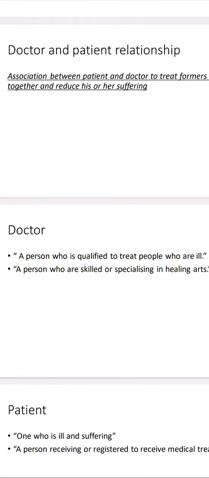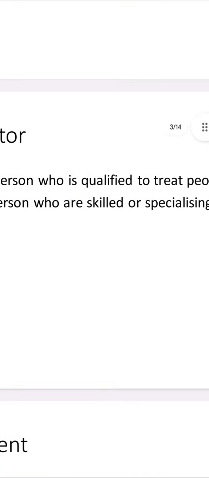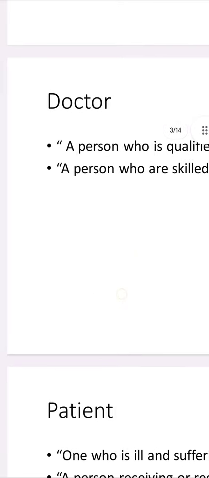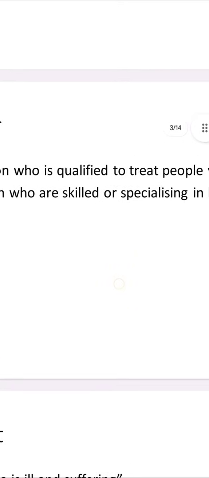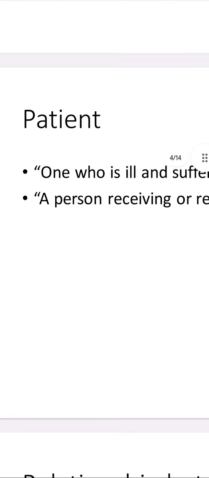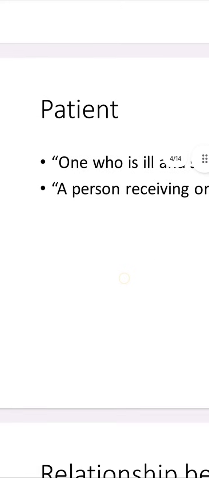Number 1 point, doctor: a person who is qualified to treat people who are ill, a person who is skilled or specializing in healing arts. Number 3, patient: one who is ill and suffering, a person receiving or registered to receive medical treatment.